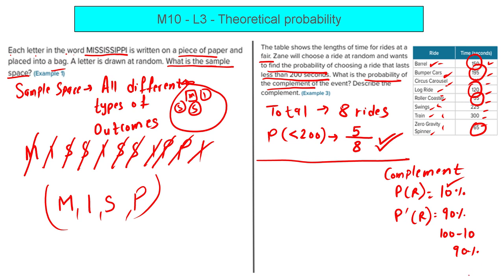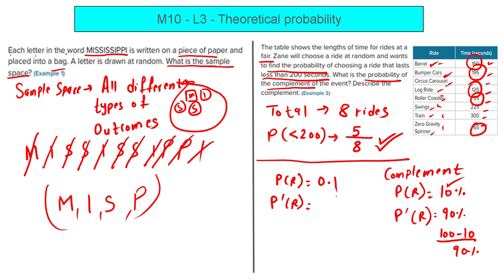But if the numbers are given as decimals, we don't do 100 minus. Let's say he can give it to you like this also. If the probability of rain is 0.1, then what is the probability of the complement?